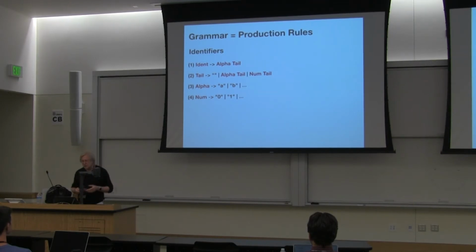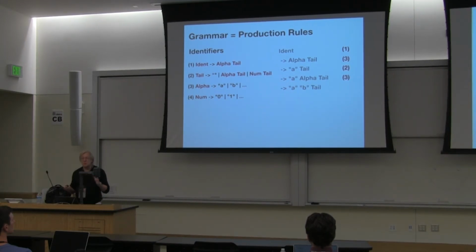Okay, so let's derive an identifier. We begin with the start symbol. We apply the only applicable rule, which is 1, and we get alpha tail. Let's apply rule 3, which will transform alpha to one of several alternatives, and I choose A. Then we're going to derive tail again, alpha tail. And then we're going to derive alpha using rule 3 to another letter, say B. It's getting a little tiresome, but let's finish it up.